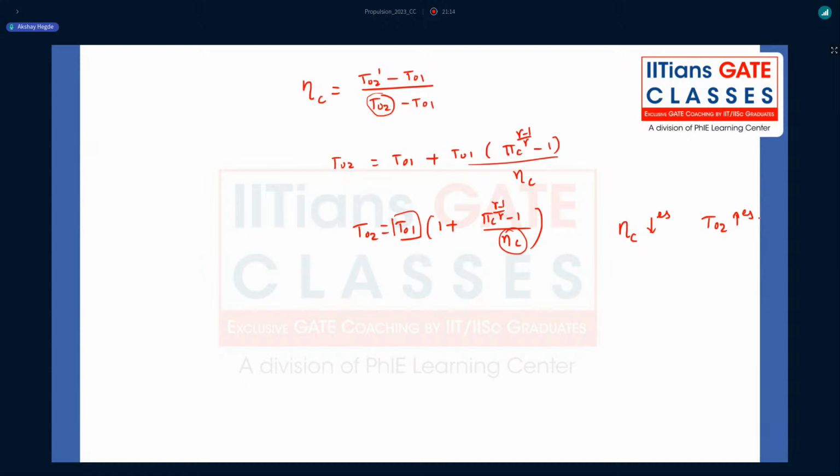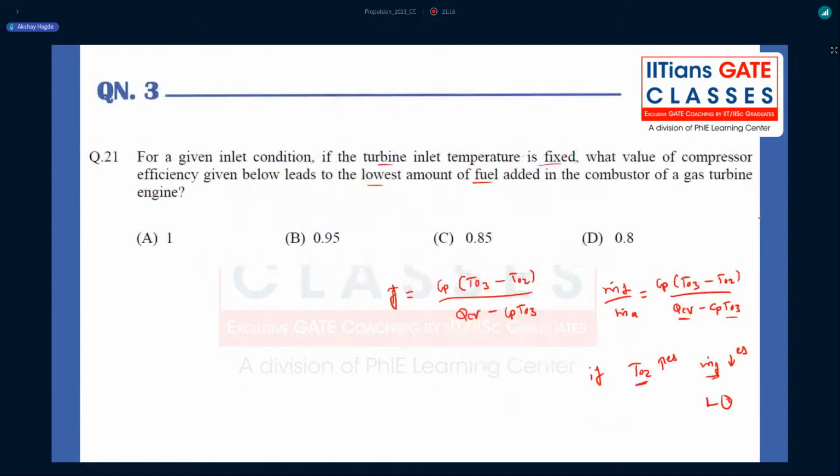So now you see the options. Which of these options is now correct? Which of these options has the least compressor efficiency? Option D, right? 0.8. That's the correct answer.